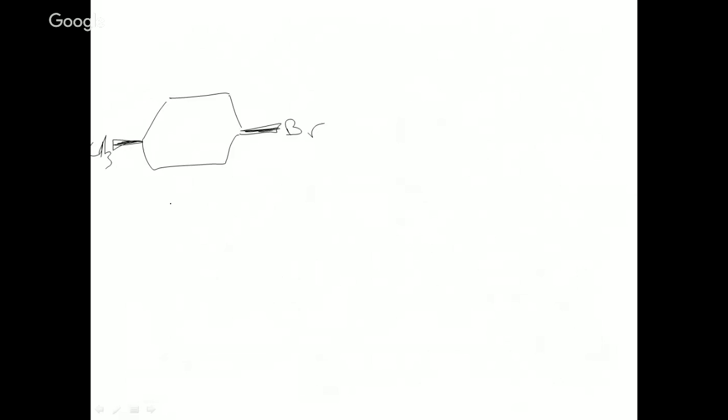This, let's say it's the cis, right? And then we treat this with sodium ethoxide. What do we get? We get only backside attack.